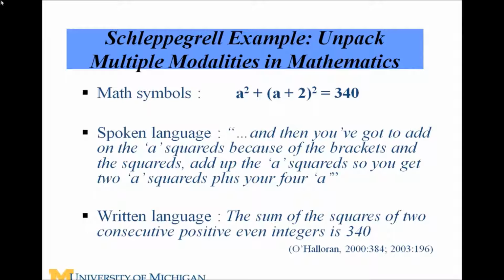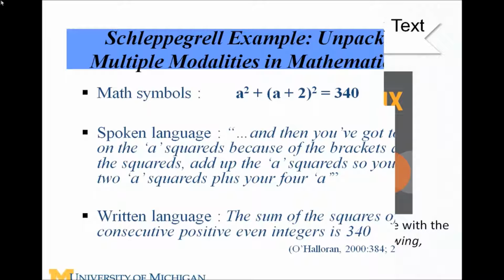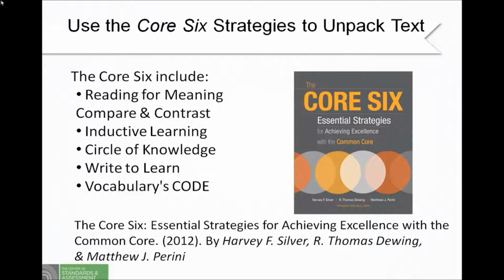Another strategy that we're hearing as folks are looking at how to impact the meaning of language in context is the Core 6 strategies. And this is an ASCD publication. The Core 6 include reading for meaning, a strategy around helping students develop skills to be proficient, effective readers and make sense of text. There's a compare and contrast strategy where you're conducting comparative analysis and trying to look deeper at the content. Inductive learning, which is a strategy that helps students see patterns and structures in content by using inductive processes.